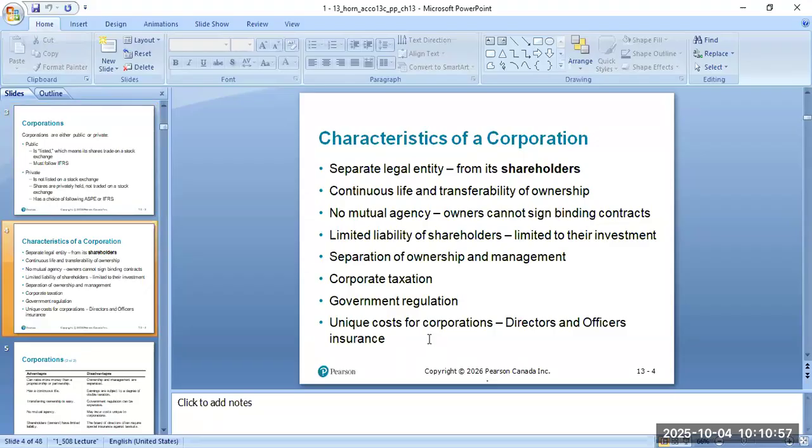Which are the characteristics of the corporation? Why would anyone want to open a corporation, and what kind of benefits is he going to get once he opens the corporation? First, we're going to separate the owner from the corporation. So what that means is the corporation will be a separate legal entity which has nothing to do with the shareholders.